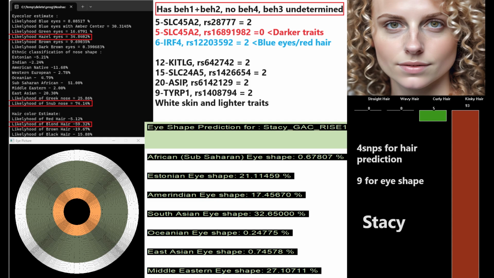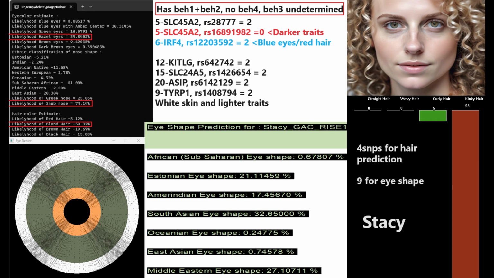This is what Stacy is predicted to look like. She's got hazel color eyes, snub shaped nose and blonde hair. When it comes to eye shape prediction, it was done with 9 SNPs, so it's maybe not the most reliable. And when it comes to eye shape, she's got South Asian eye shape. When it comes to hair shape prediction, this was done with only 4 SNPs, so it's not a very high quality prediction.